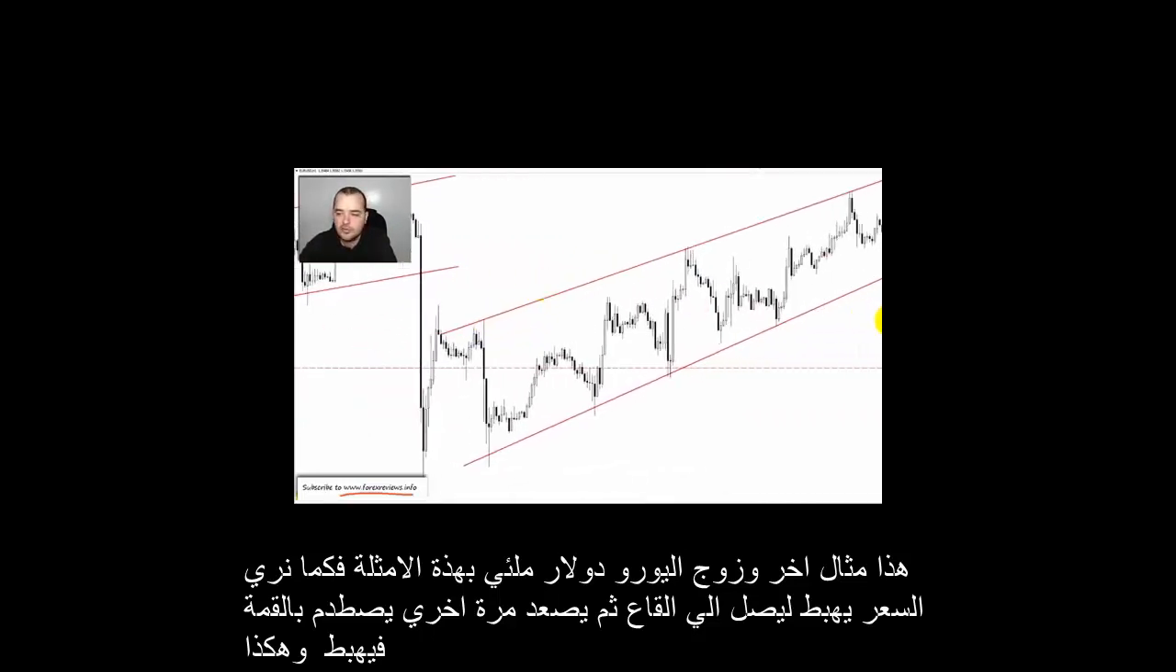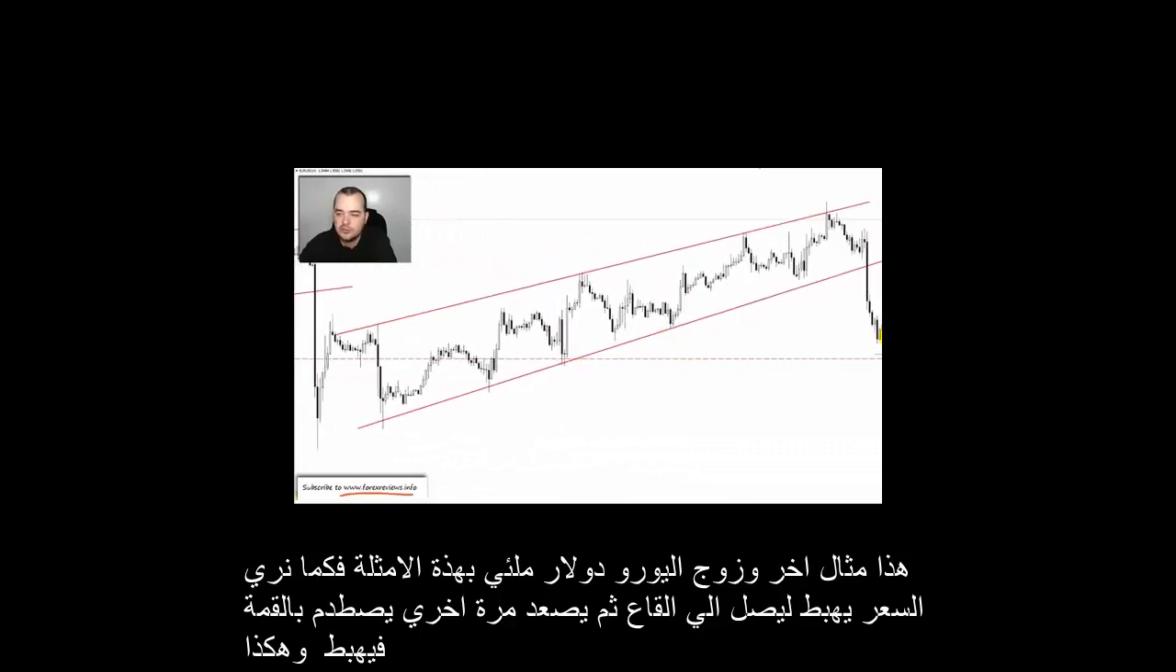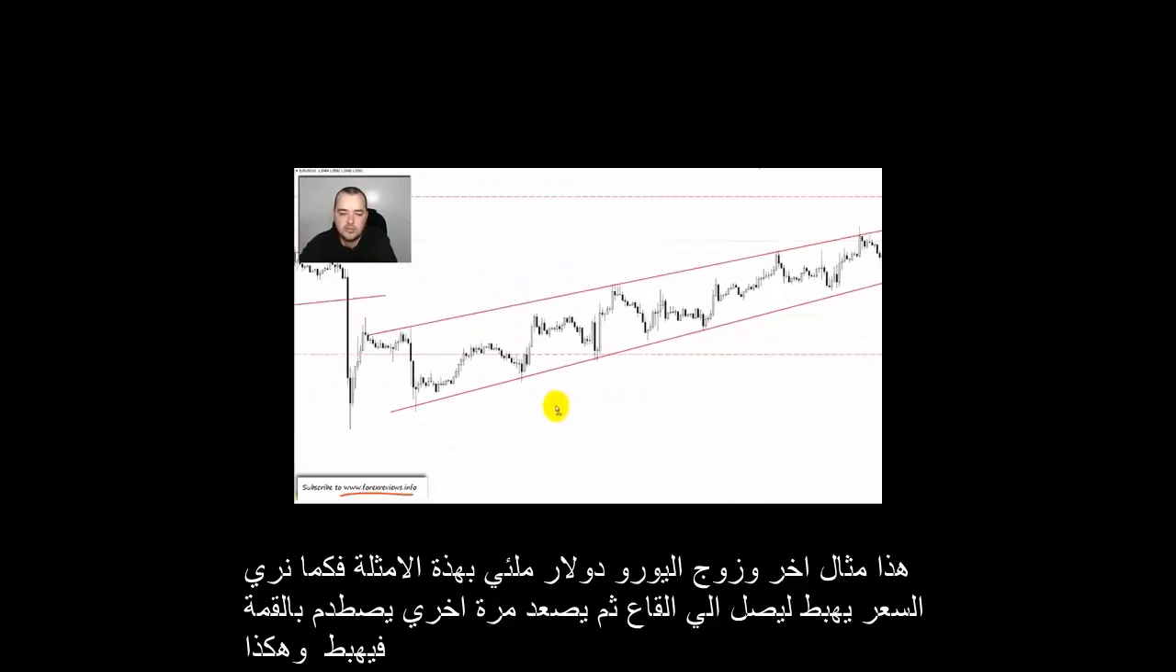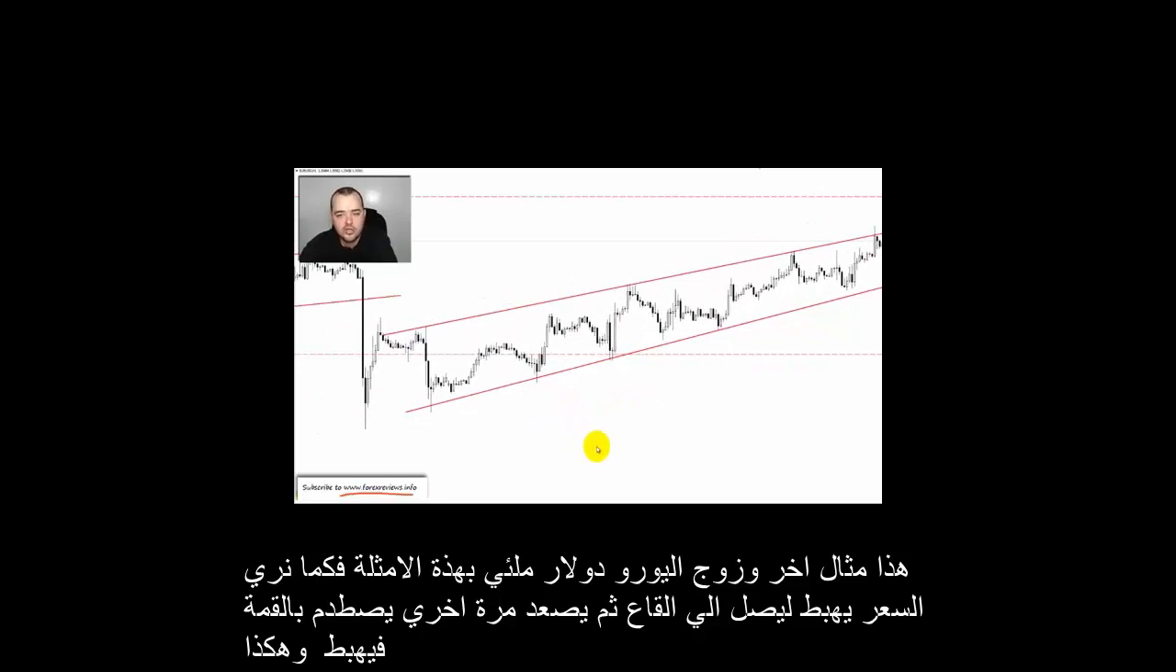Okay, so here's a second example on the EUR/USD, just a recent move. We don't want to look at anything far in the past. We'll have a look at a few pairs just to show you what I'm talking about. So here's the trade.